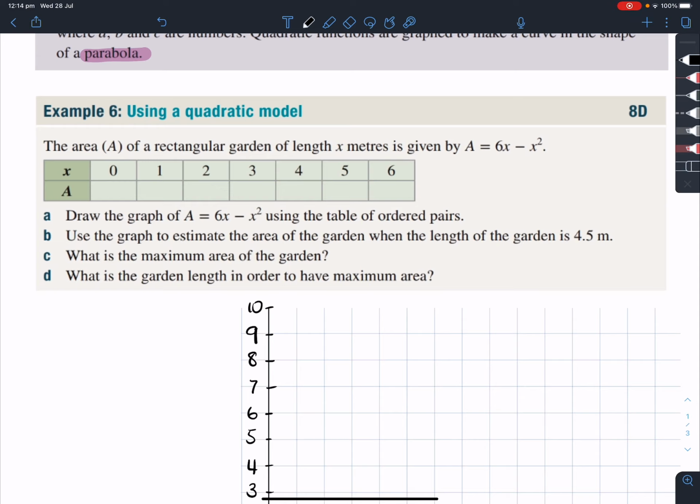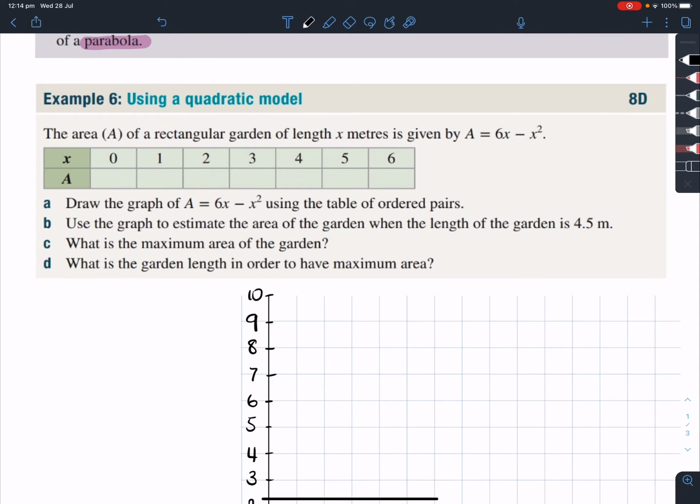Now today's first example is very common. I've seen it come up a fair few times, and I'll add some HSC questions that will be related to this one. The area of a rectangular garden of length x meters is given by A equals 6x minus x squared. First we're going to fill in that table of values. You can just throw that straight into a calculator.